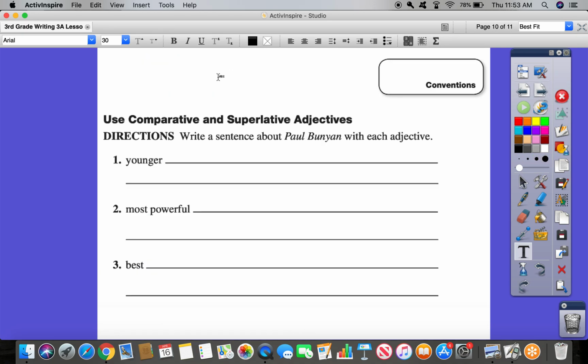Okay, so in the conventions part for lesson 11, you're going to use comparative and superlative adjectives. You have to write a sentence about Paul Bunyan with each adjective. Your first word is younger, then most powerful, and best. So you have to come up with 3 sentences about Paul Bunyan using these adjectives.